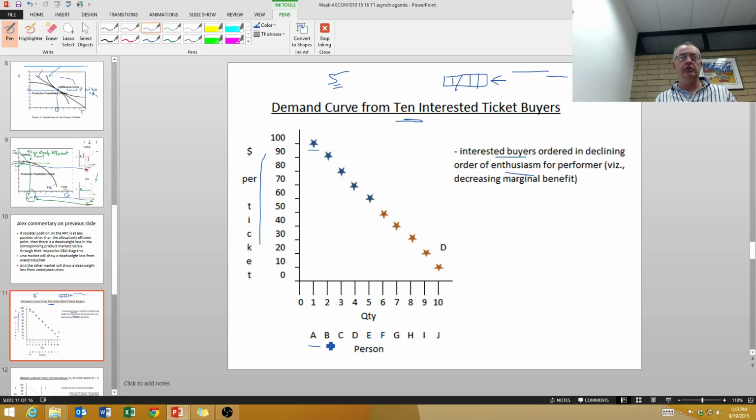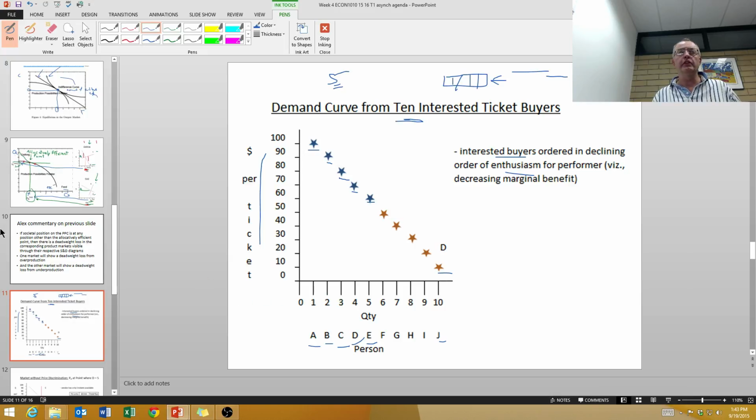Person B offers a price of $90. Person C offers a price of $80. Person D, a price of $70. Person E, a price of $60. Person J, a price of only $10. So obviously person J is not that enthusiastic about Justin Bieber music.